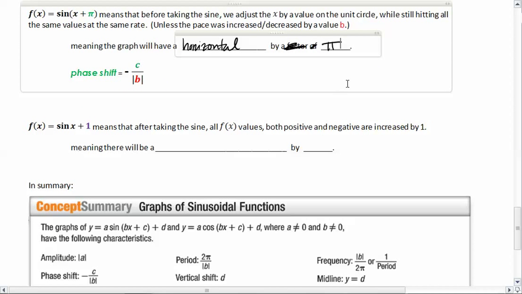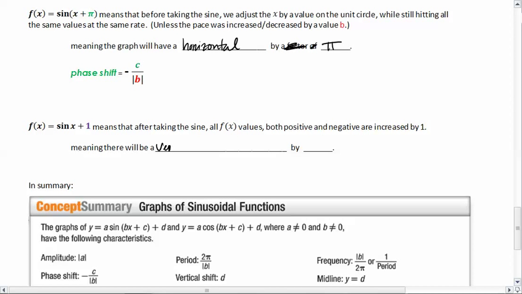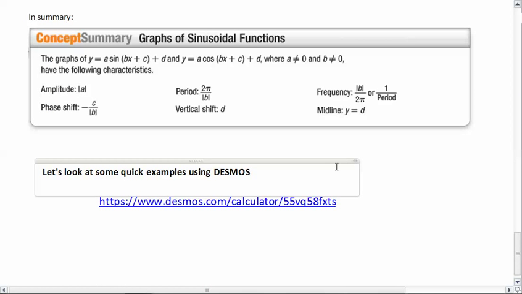The last thing is f of x equals sine x plus 1, which means that after taking whatever that value was of sine, we said sine of x, we got that value. Before we complete our f of x, we're just going to add 1 to it. So our y value is going to increase by 1, no matter what our sine x was, positive or negative. That causes a vertical shift, different than a vertical dilation. A vertical shift is we're shifting the whole thing up. A vertical dilation means we're stretching everything out. So a vertical dilation is a stretch, a vertical shift is a move. And that vertical shift happens for this equation by 1. So we would just move everything up by 1.